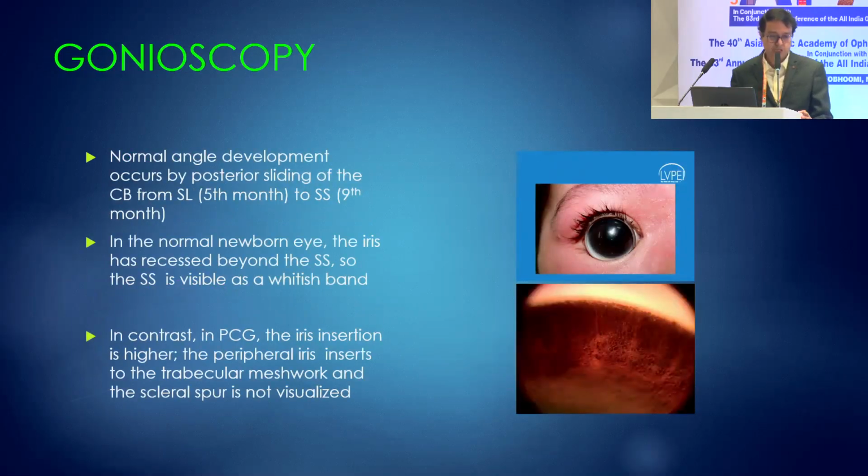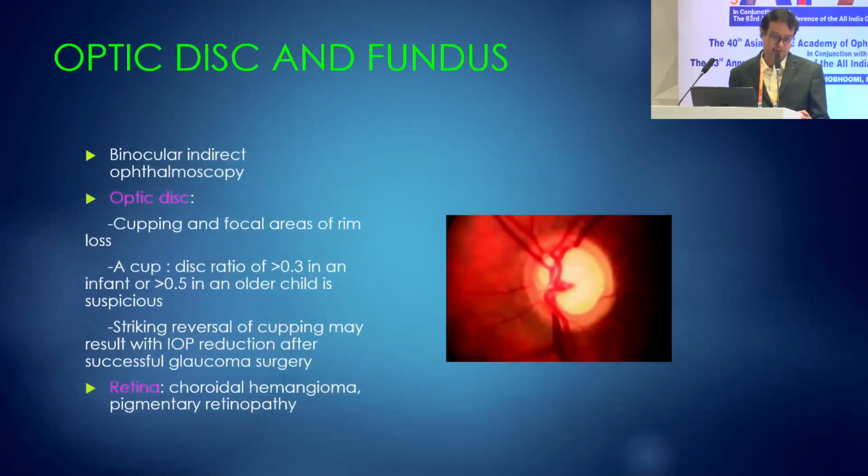Gonioscopy: we know that the normal angle development occurs by the posterior sliding of the ciliary body from the Schwalbe's line from the 5th month to the scleral spur, that's the 5th month to the 9th month. In the normal newborn eye, the iris has recessed beyond the scleral spur, so the scleral spur is visible only as a whitish band. But in contrast, in PCG, the iris insertion is higher, the peripheral iris inserts into the trabecular meshwork, and the scleral spur is not visualized.